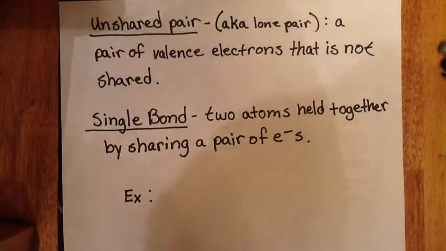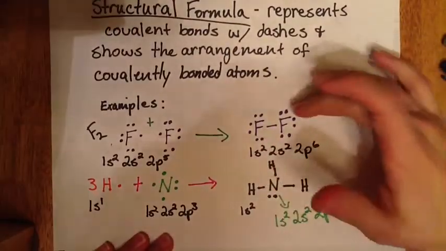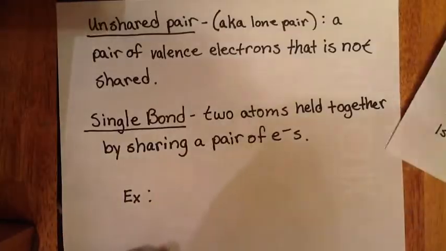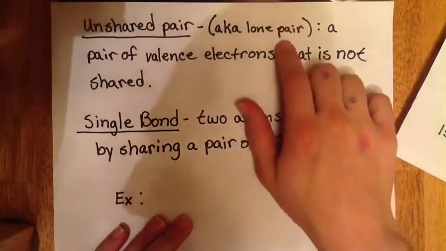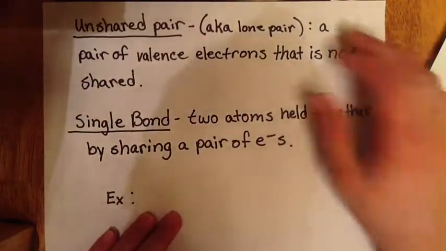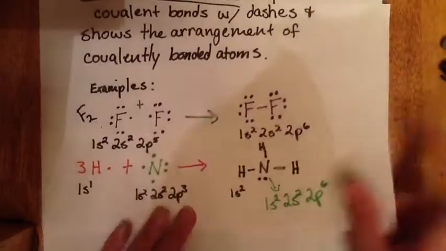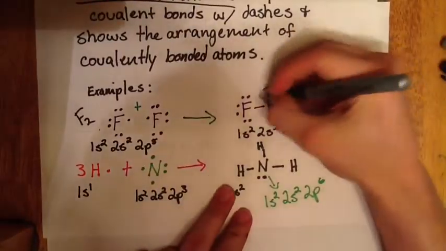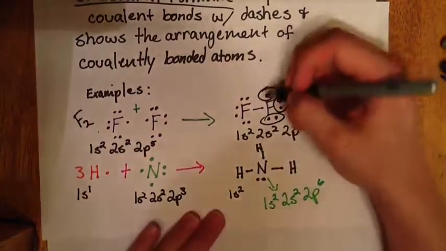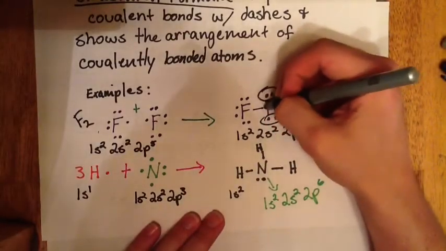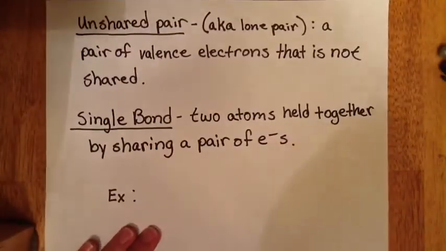So, I keep on talking about the bonds, and I say, okay, the shared pair, and then I say these unshared pair. There's another vocab term that you need to know. Unshared pair of electrons, also known as a lone pair of electrons. A pair of valence electrons that is not shared. Pretty straightforward there. So, here's an unshared pair, here's an unshared pair, here's an unshared pair. Those are all lone pairs. The electrons that are being bonded together are not unshared pairs, so that's pretty basic.